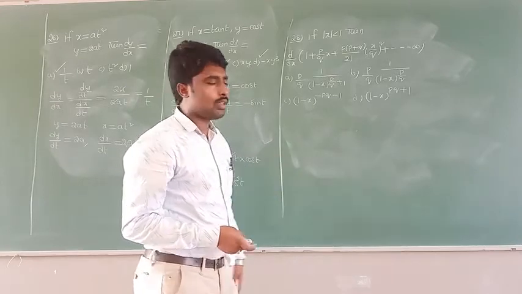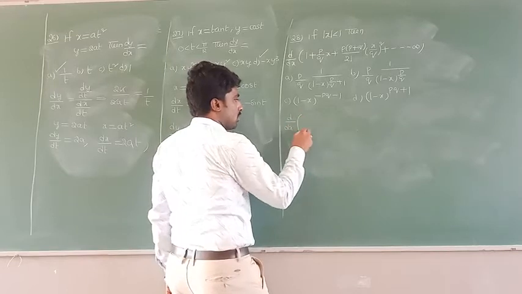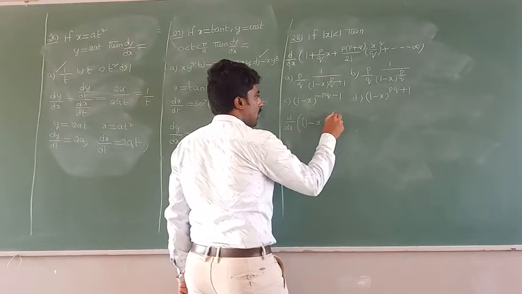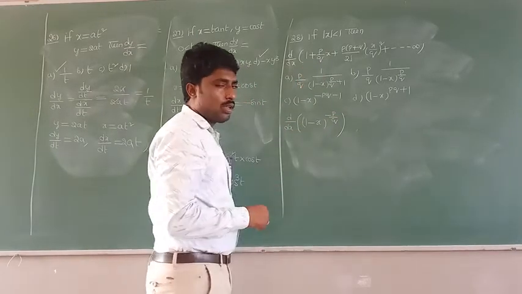This expansion, you can write like this, all of you see here: 1 minus x power minus p by q. So this is the expansion. This expansion I can write like this, all of you understand.